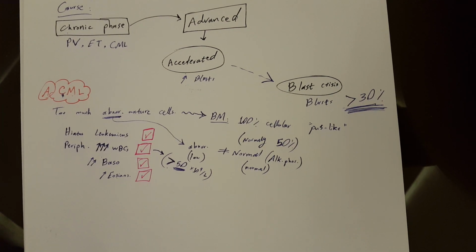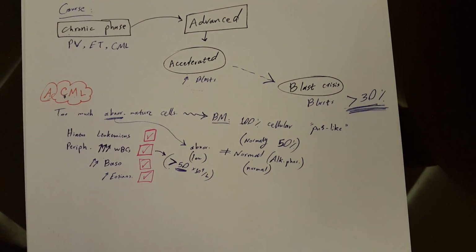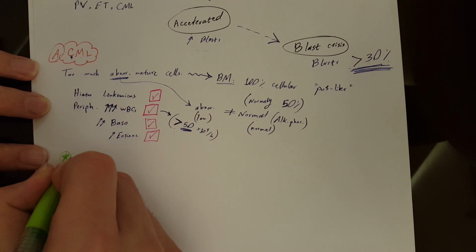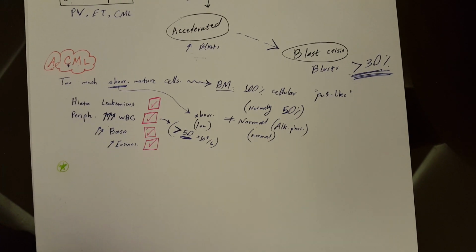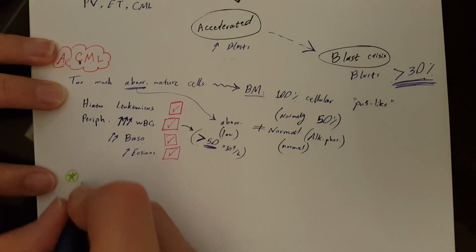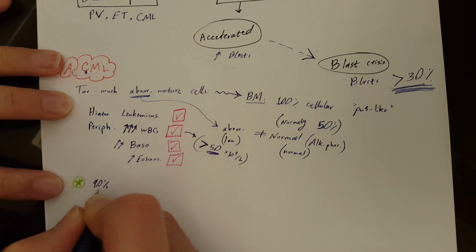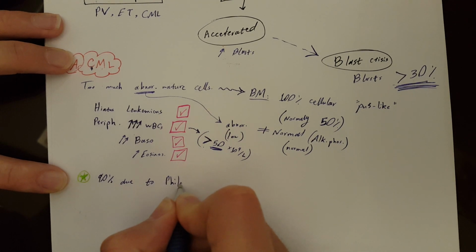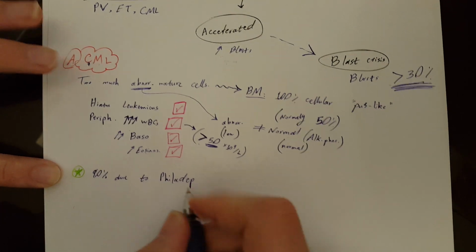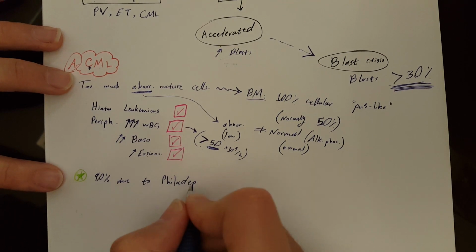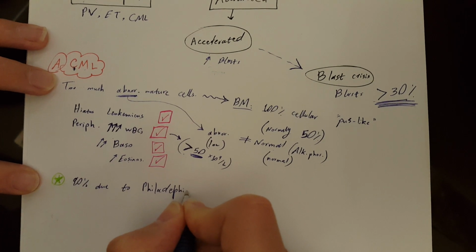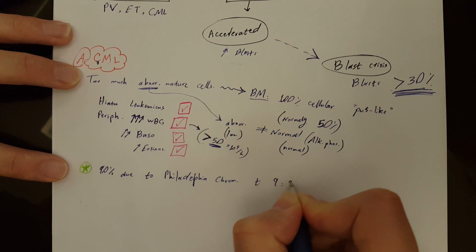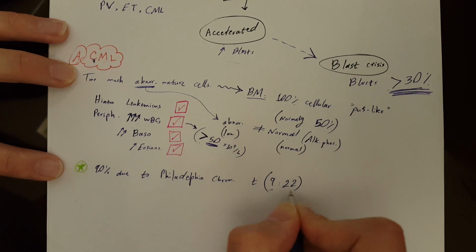Let me tell you a secret about CML. I'll make it in green and I'll make it a starry night. This star: 90% of CML is due to the Philadelphia chromosome. Guys, this is a pass or fail. The Philadelphia chromosome, as we said, is the translocation t(9;22). What's the 9? What's the 22?